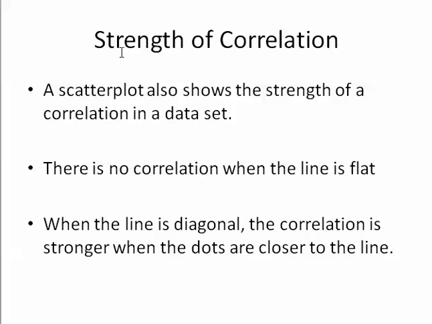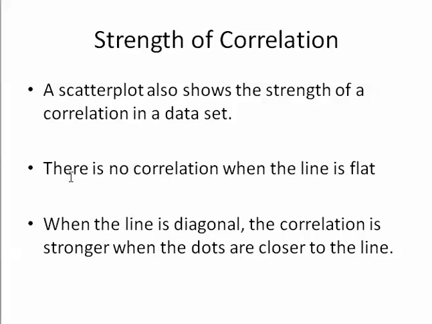Now let's move into our next point. The next point is a scatter plot also shows the strength of a correlation in the data set. Not only does a scatter plot tell you if the correlation is positive or negative, it also shows the strength of the correlation. In other words, it shows how consistent of a relationship you have in your data set.